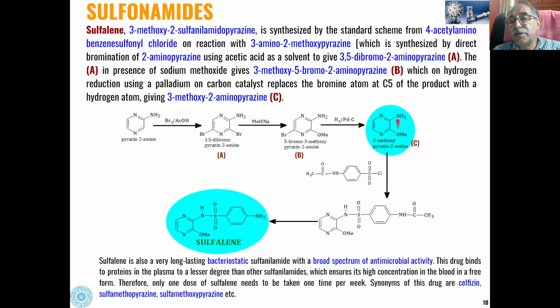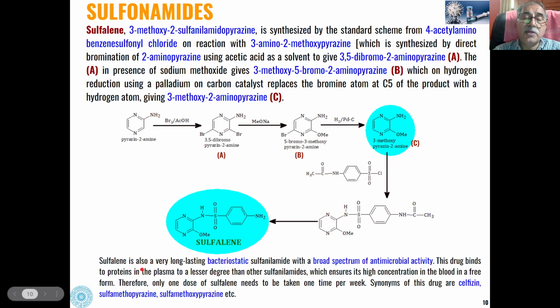So Cl from here, H from here, HCl will be removed and a nitrogen-sulfur bond will be formed. We will get this type of pyrazine sulfonamide derivative, and then this group will hydrolyze in the presence of either acidic or basic conditions, and the acetyl group will be converted into an amino group.